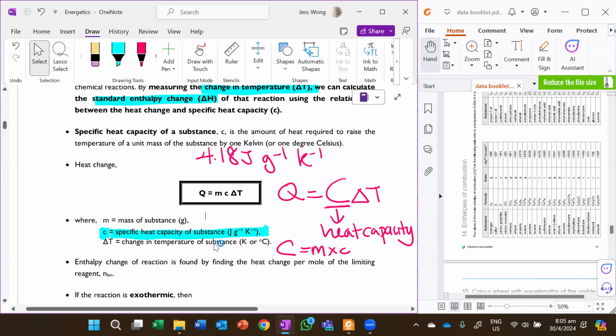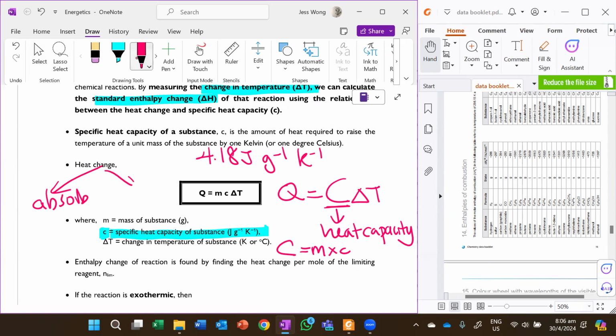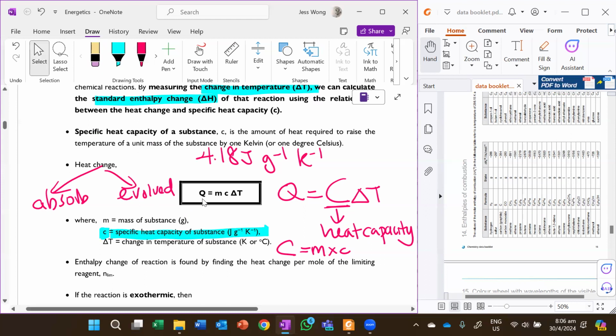Therefore, the formula that we're using is Q equals mc delta T. Q is the amount of heat change. The heat change can be heat absorbed, or the heat change can be heat evolved. It could be both. So just take note, there is no sign for Q. There's no such thing as negative Q. What we present is an absolute value, and we will just write down in our statement whether it is heat evolved or heat absorbed. If it's an exothermic reaction, there will be heat evolved rather than putting a negative sign on Q.